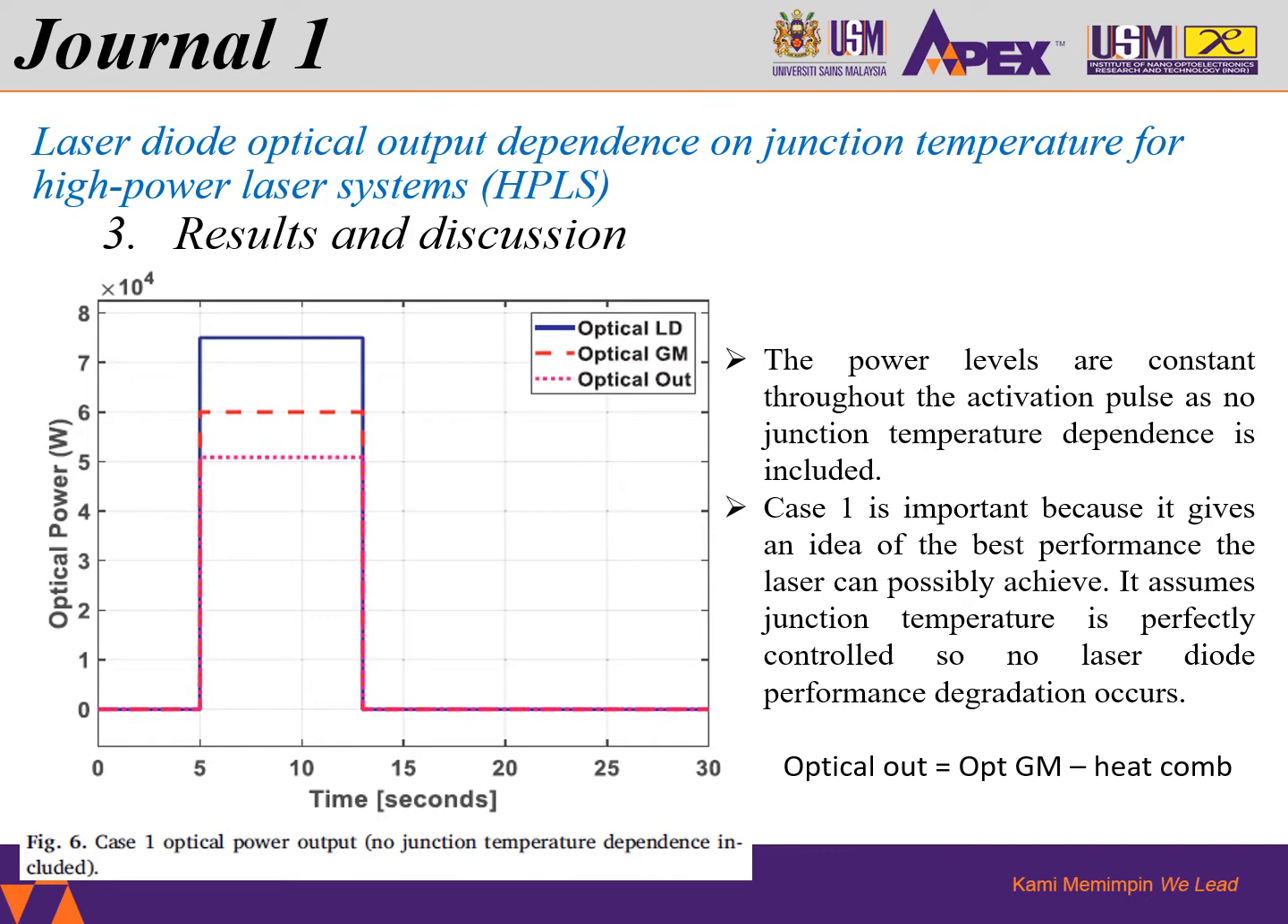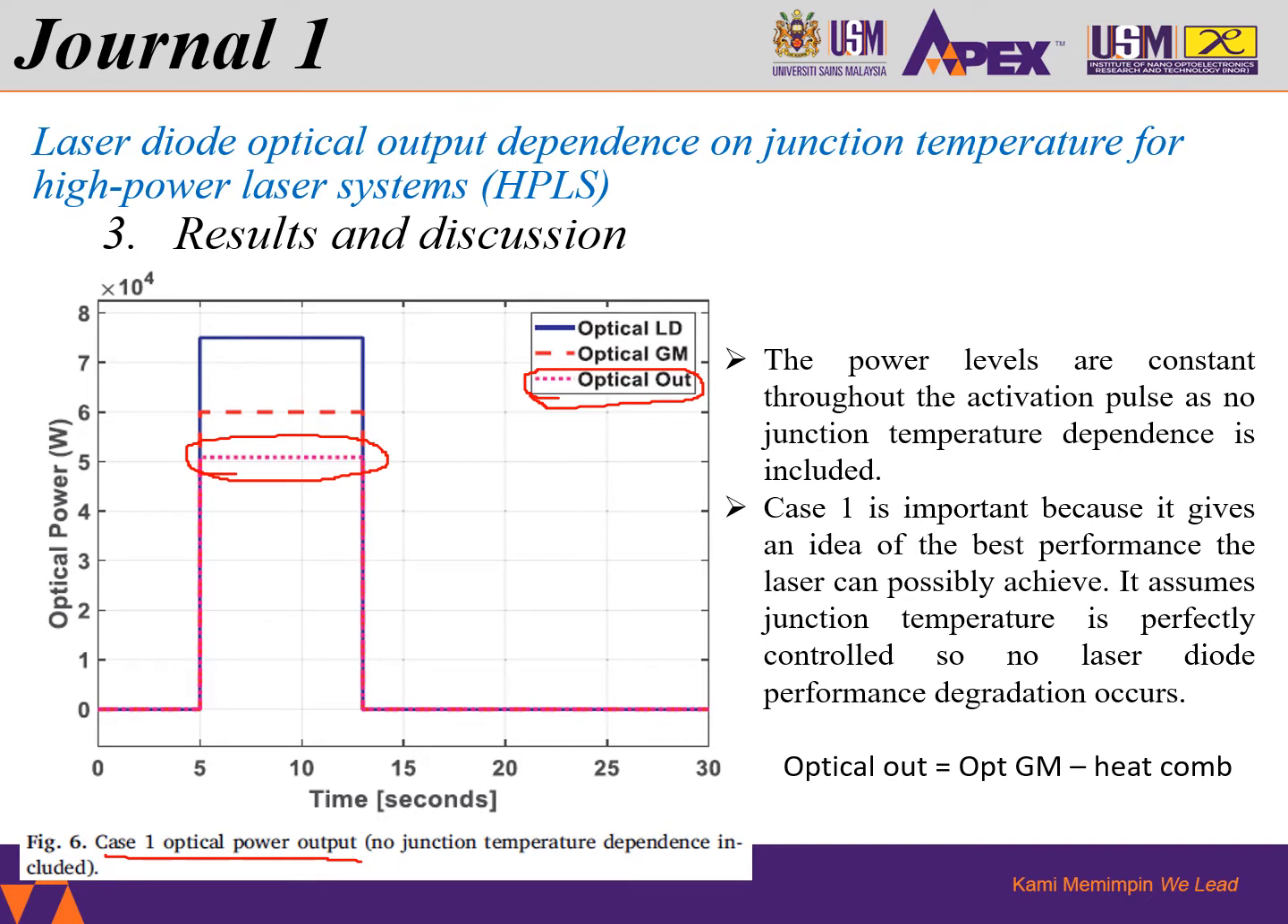Then we can talk about the results and discussion. This is the case 1 optical power output without junction temperature dependence of the four diode parameters that I explained earlier. Previously, in terms of optical, in the HPLS there are three types: laser diode optical, gain media optical, and the optical output. But what we need to focus on is the optical output. This is the overall optical output that comes out from the HPLS. This is important.